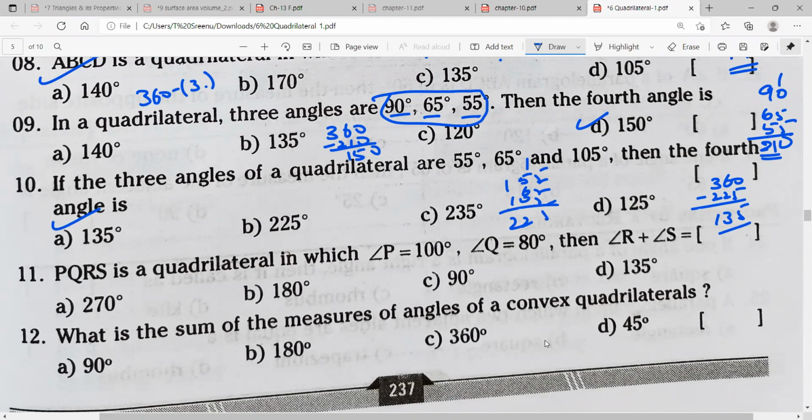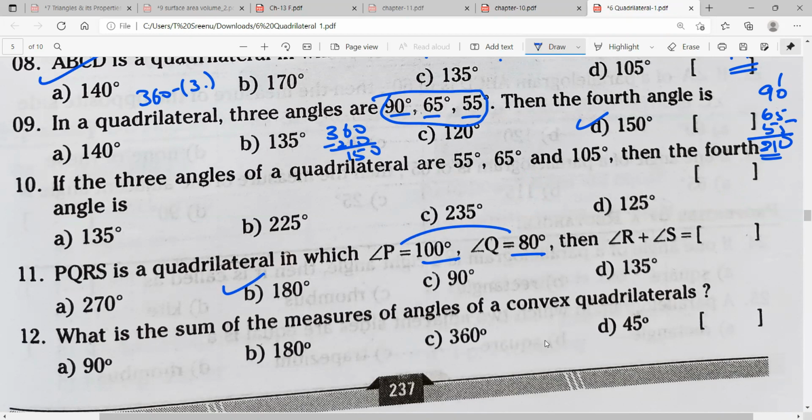PQRS is a quadrilateral in which angle P is equal to 100, angle Q is equal to 80, then R plus S. Angle P is equal to 100, angle Q is equal to 80. R plus S is how much? It's 180. R plus S is obviously 180, because the sum of the 2 angles is 180. Automatically the other two angles also sum to 180 degrees.